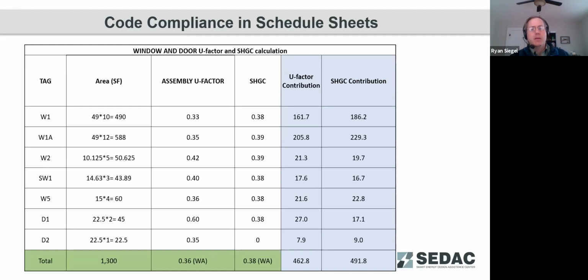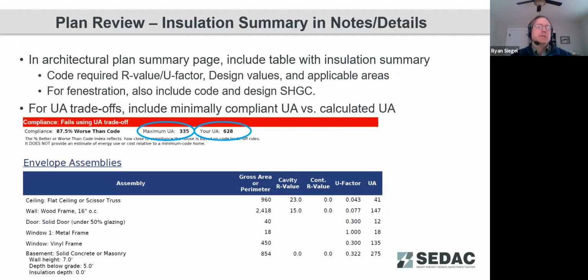So with this, we'll touch a little more on softwares later, but this is looking at the total UA trade-off. The total UA trade-off allows for trading between fenestration and opaque areas of a building. So if you wish to have either higher performing windows and a lower performing wall or vice versa, that's perfectly fine.